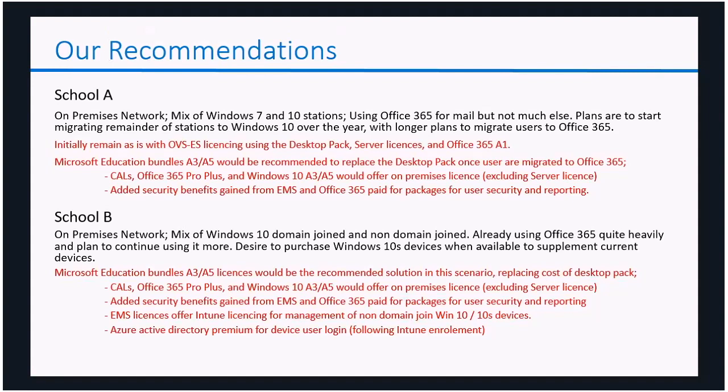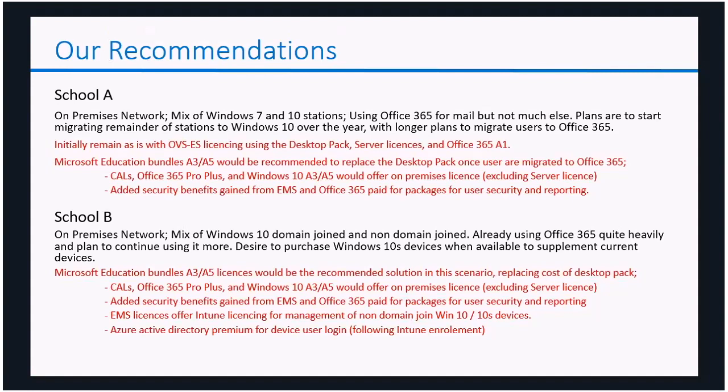You've migrated to Office 365, but mainly for mail. You're not really using it for much else, but your plans are to continue that migration of Windows 10 over the coming year, and you've got longer plans to migrate your users to Office 365. And so in that scenario, I would remain with your OVS licensing for the desktop pack and server licenses, and using what is now Office 365 A1.